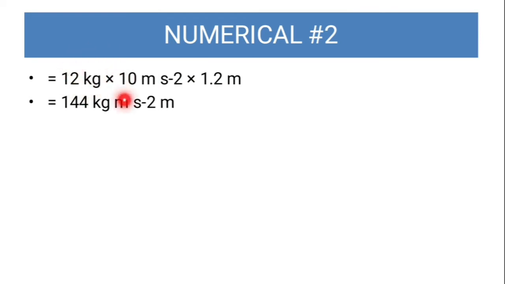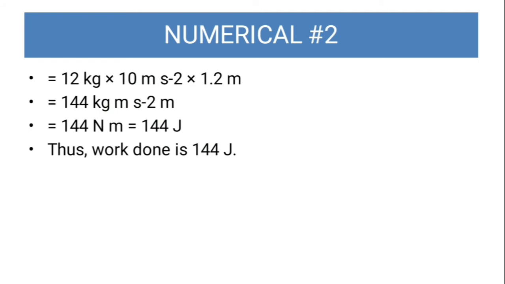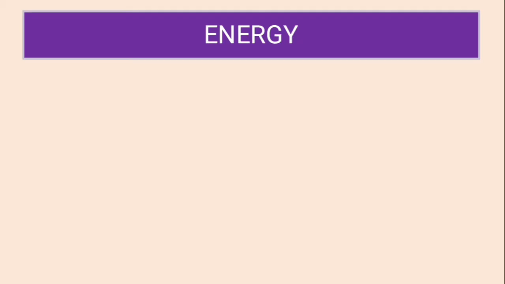So 12 into 10 into 1.2 will give you 144 kg meter per second square into meter again. So meter per second square, here there is a kg and here there is a meter. So this also you will multiply. Remember that kg meter per second square is nothing but Newton, right? And Newton into meter is nothing but joule. So finally you can write down 144 joules. So work done is 144 joules. So this is your final answer.